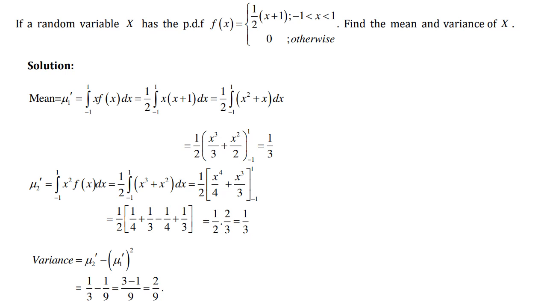So mu2 is nothing but the integral from -1 to 1 of x square f of x dx, which is going to be equal to 1 by 2 integral from -1 to 1 of x cube plus x square dx. If we integrate this in the limits -1 to 1, we will be getting the answer as 1 by 3. So thus by applying mu2 minus mu1 the whole square, we will be getting the variance as 2 by 9.